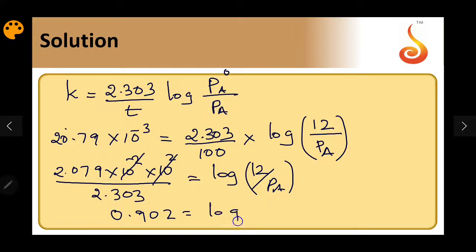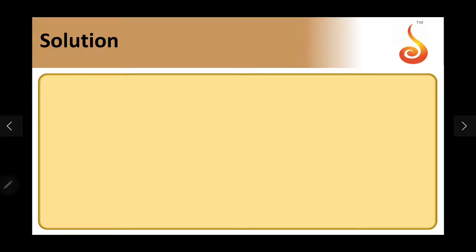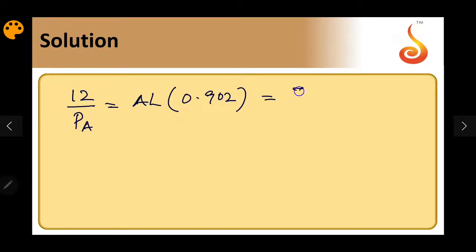0.902 is equal to log of 12 by PA. So 12 by PA is equal to the anti-log of 0.902, which is equal to 7.97. Approximately I can take it as 8. So PA equals 12 by 8. So it's going to be 1.5.